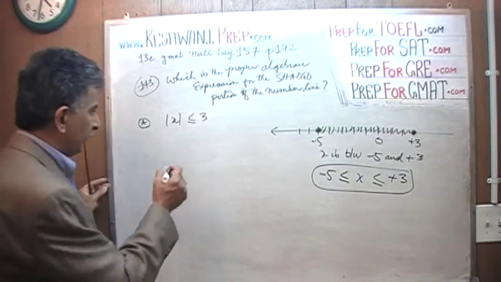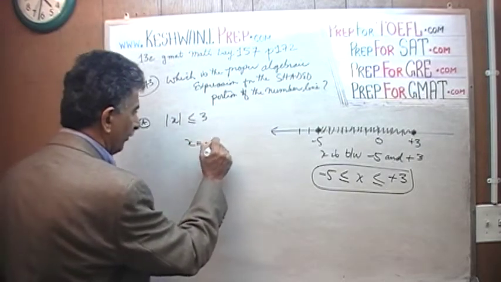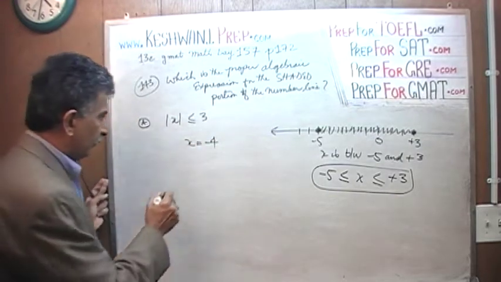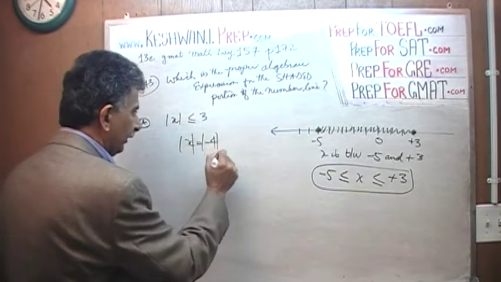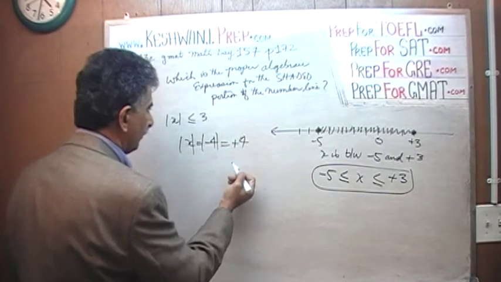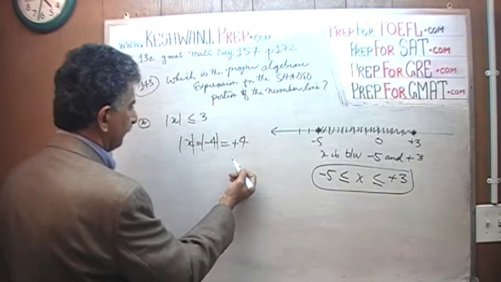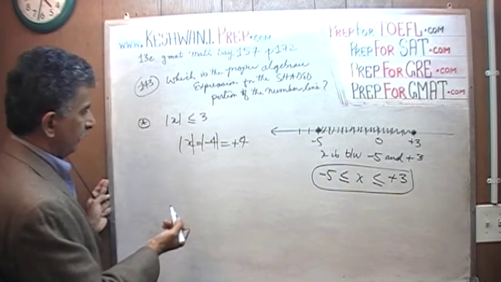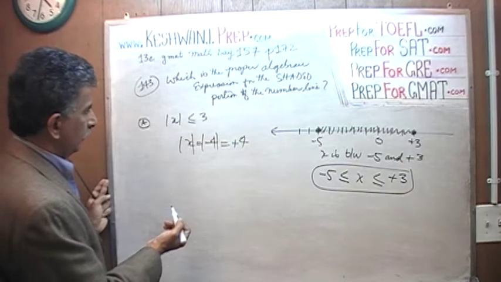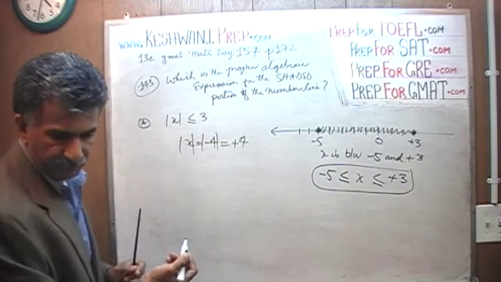What does this actually say? This says, for example, if x happens to be negative 4, then the absolute value of x is going to be positive 4, and we are told that, well, that was not going to work. X happens to be negative 4, absolute value is positive.